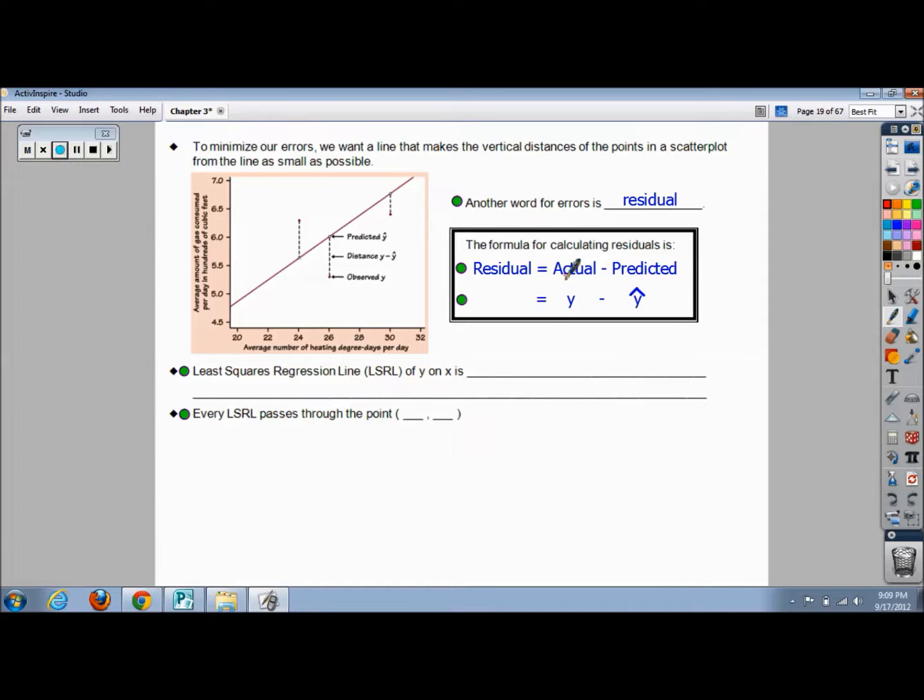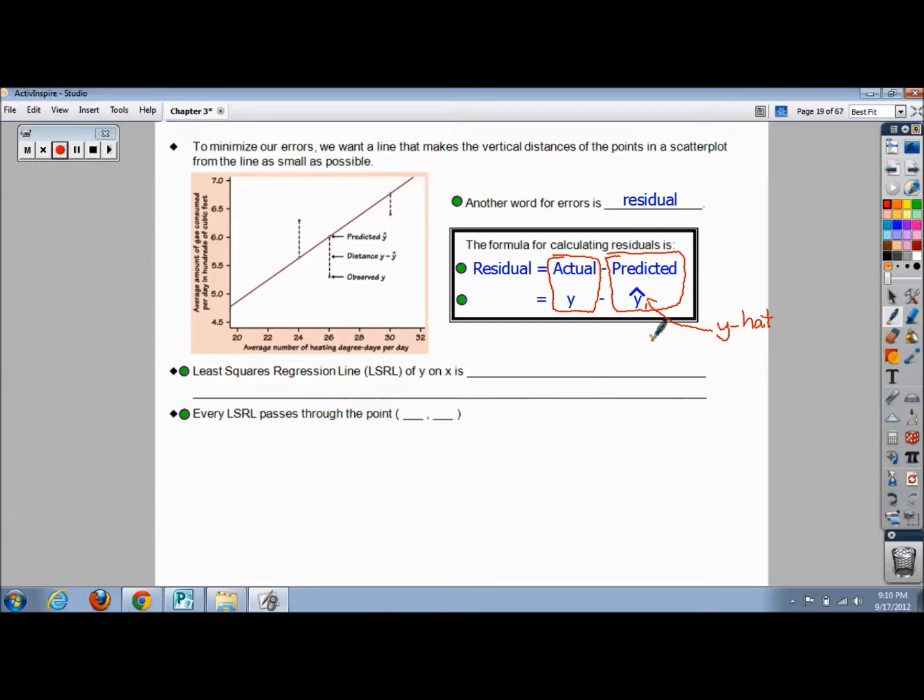Now here's what might get a little confusing. We're going to have two different kinds of y's. We're going to have a regular y, which represents your actual y value. And then we're going to have our predicted value that we're going to get from our regression line. Now this is pronounced y hat. And it's just a y, and you put a little hat on top of it. Put a little rooftop on it. But the predicted value is always going to be y hat.